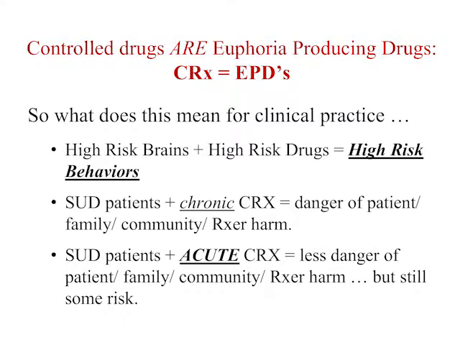But when it comes to chronic prescribing of controlled drugs, if a patient has an addictive brain, it's a really bad idea. It's just a really bad idea to chronically prescribe controlled drugs, dopamine surge agents, to a person with an addictive brain. So, who in America has an addictive brain? About 10%. Between 1 out of 8 and 1 out of 10.